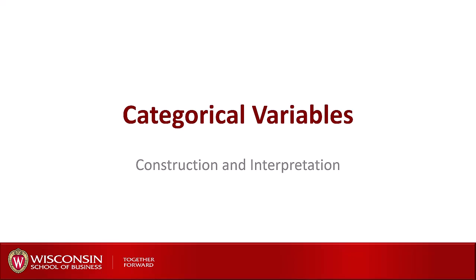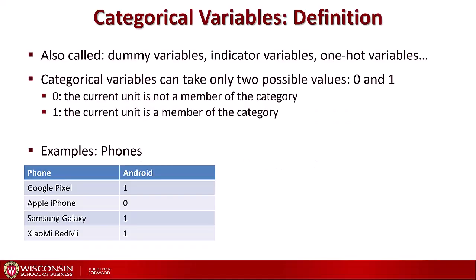We are now going to discuss categorical variables. They are very useful as they indicate if our unit of interest is a member of a category. For instance, if we are looking at cars, it could tell us if the car is red or blue, which are different categories of colors.